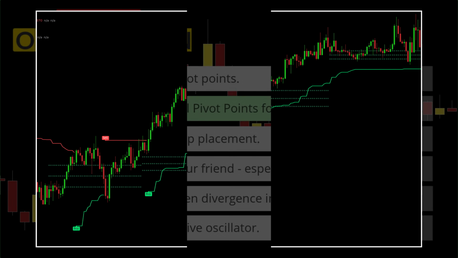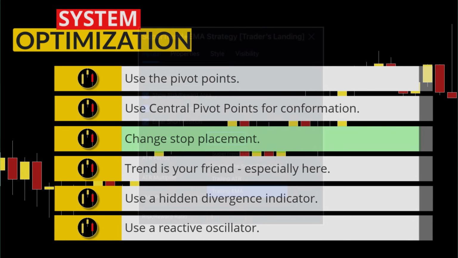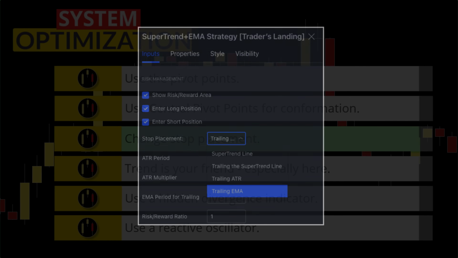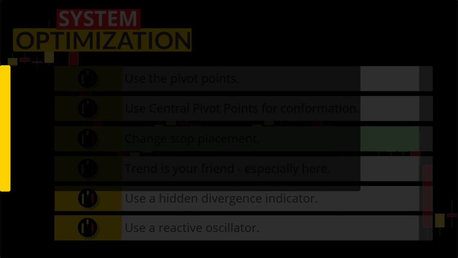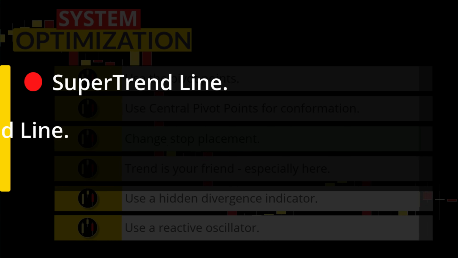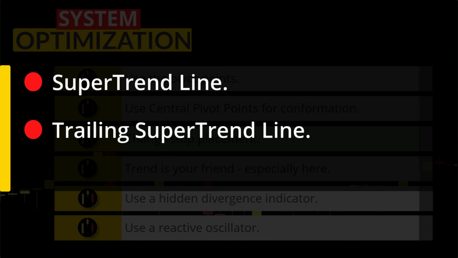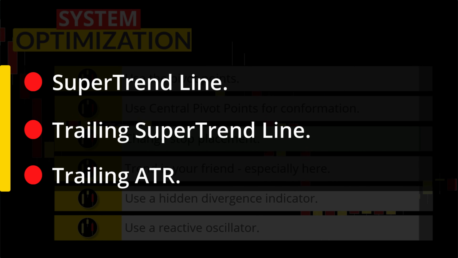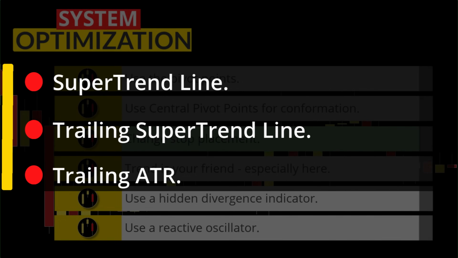Third, the script as it is currently constructed allows you to use 3 other stop loss methods, including fixed based on the super trend line, a trailing stop loss at the super trend line, which would follow the super trend line with the market, in addition to a trailing ATR at any multiple you want. I would suggest starting at 2.